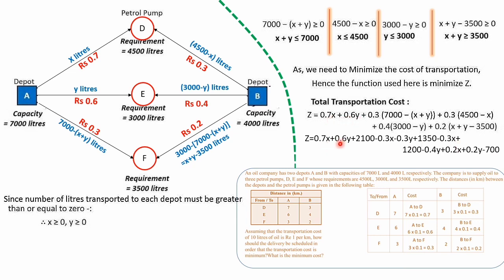So 0.7x plus 0.6y plus, when you multiply these two, it will come as 2100, then minus 0.3x, then again minus 0.3y plus 0.3 into 4500, it is 1350, minus 0.3x, then plus 0.4 into 3000, that is 1200, minus 0.4y, then 0.2x, then 0.2y, then 0.2 into 3500, you will get 700. And when you collect the like terms and go for the calculation, you will get 0.3x plus 0.1y plus 3950. This much calculation you have to do yourself without referring here.